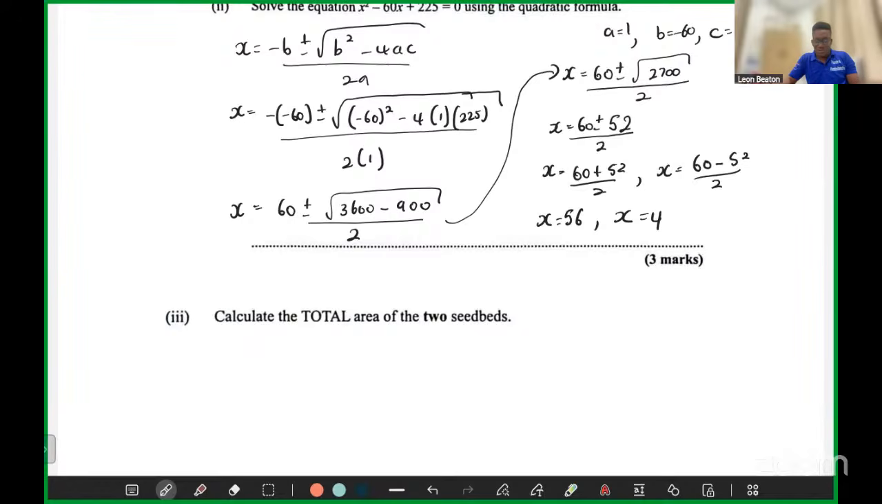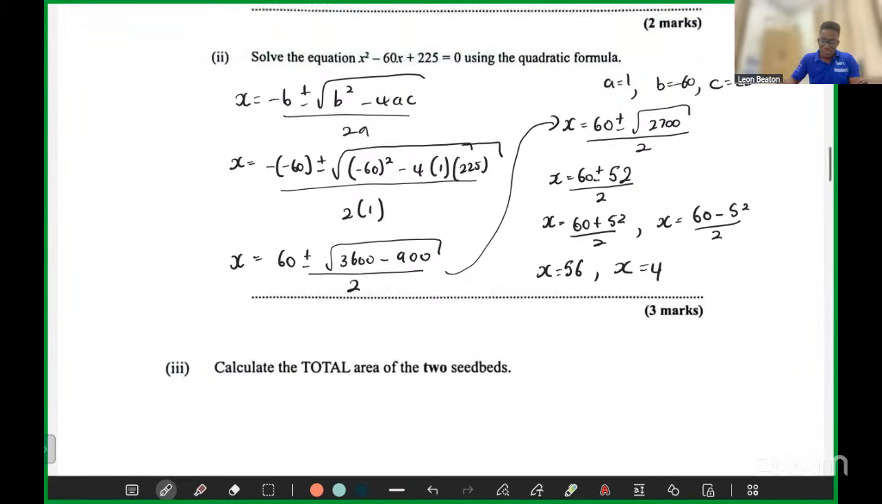What if you don't round up? Don't worry about that. You'll get your marks as long as the answer is correct and your steps are correct. Don't stress too much about rounding off. Just make sure if you round off, you do it correctly, right? But just be careful. Is this supposed to be 56 or 4, or 56 and 4? Both of them are answers.